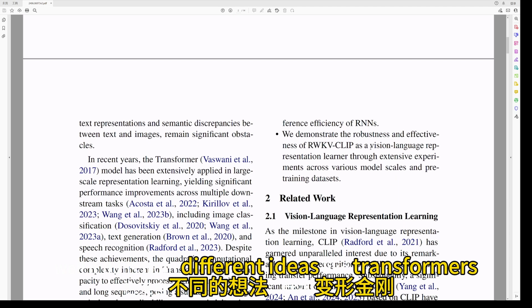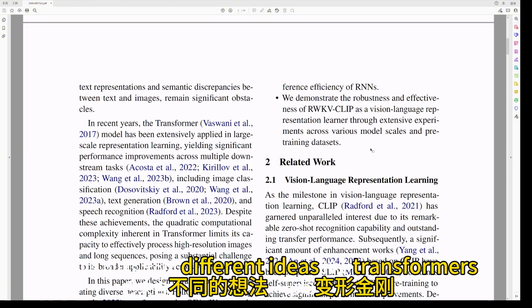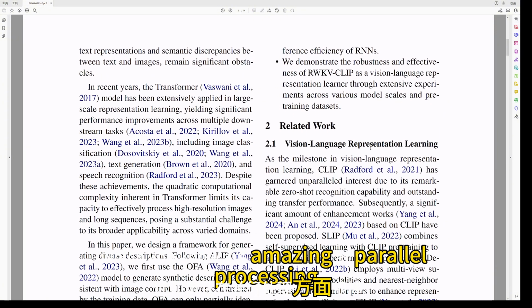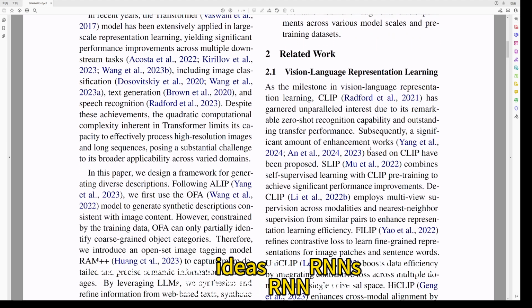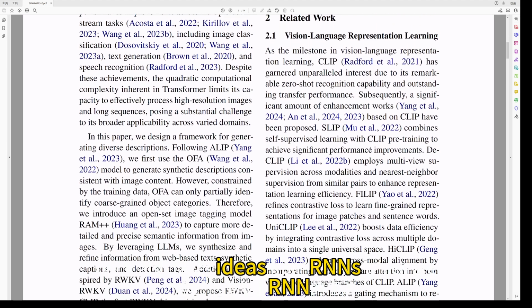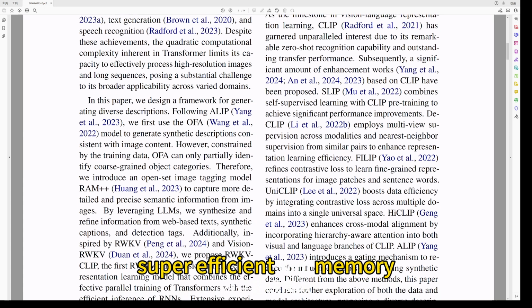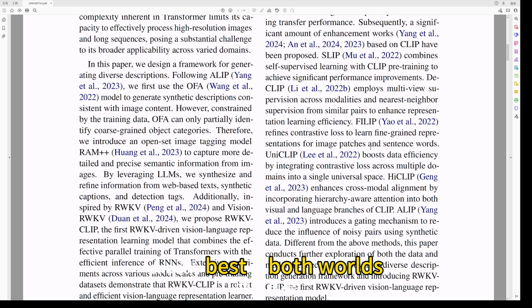How so? Well, it pulls from different ideas like transformers, which are amazing at parallel processing. So they handle tons of information at the same time. Right. But it also takes ideas from RNNs, which are super efficient with memory. So it's like a hybrid model. Exactly. Best of both worlds.